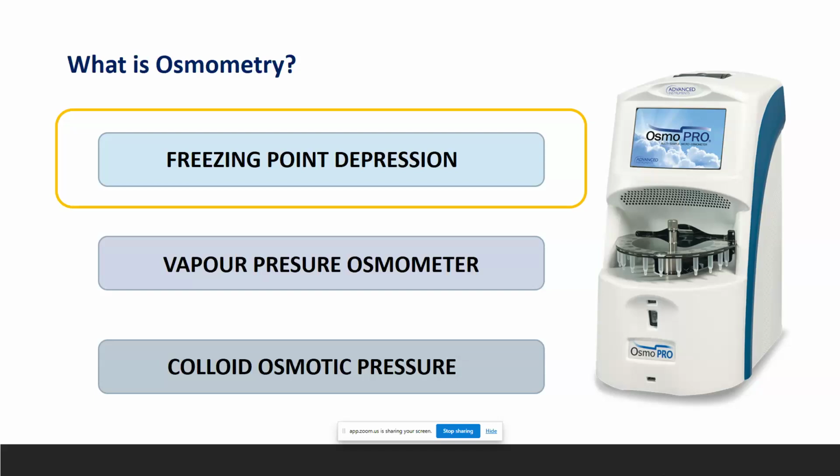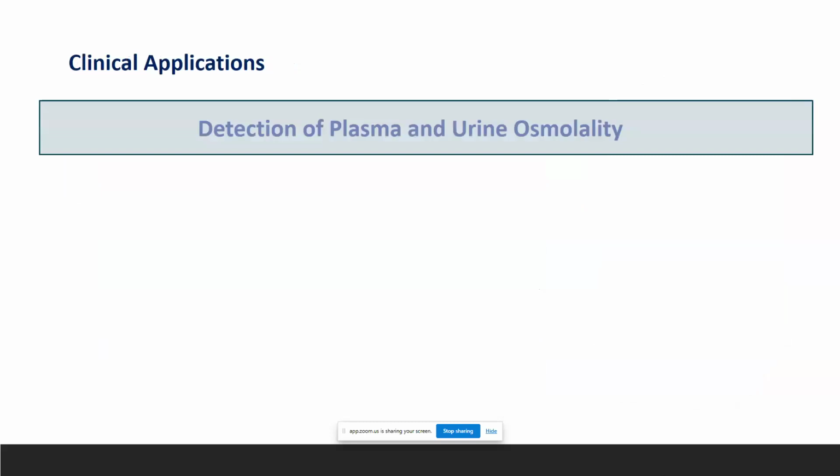And in addition, freezing point depression, unlike vapor pressure, is independent of changes in ambient temperature. So just a few clinical applications. We can use this method to look at both plasma and urine osmolality, and the determination of these can be really useful in the assessment of electrolyte and acid-base disorders.